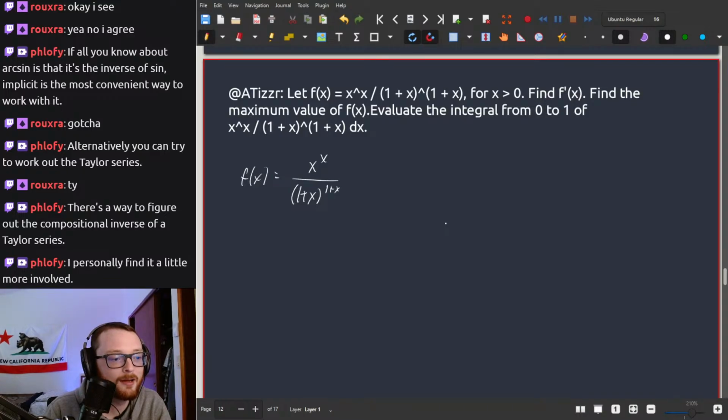So, way to figure out the compositional inverse of a Taylor series. Oh, interesting. So it's actually a great place to use implicit differentiation. I guess technically logarithmic differentiation is also called that. I'm going to take the natural log of each side.